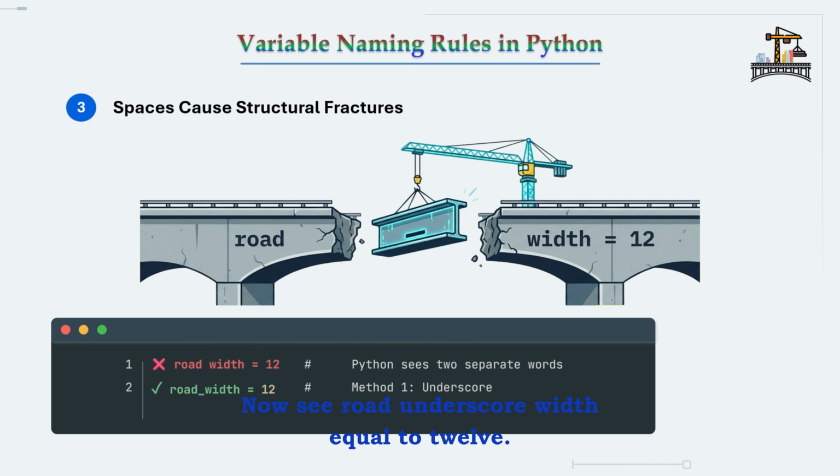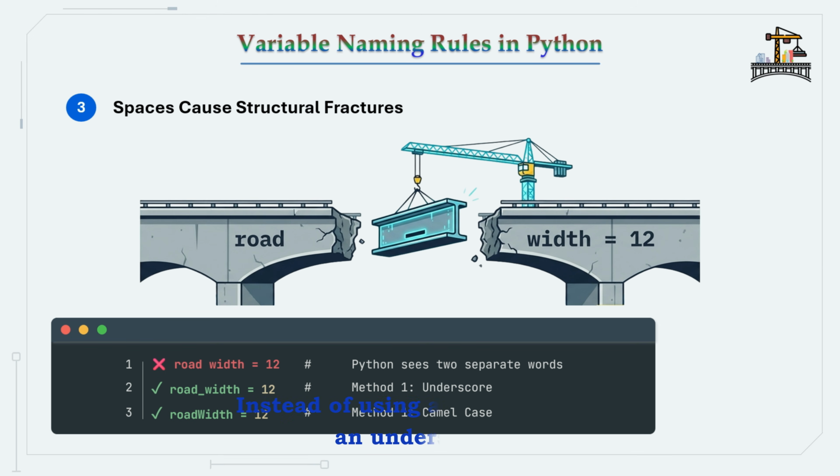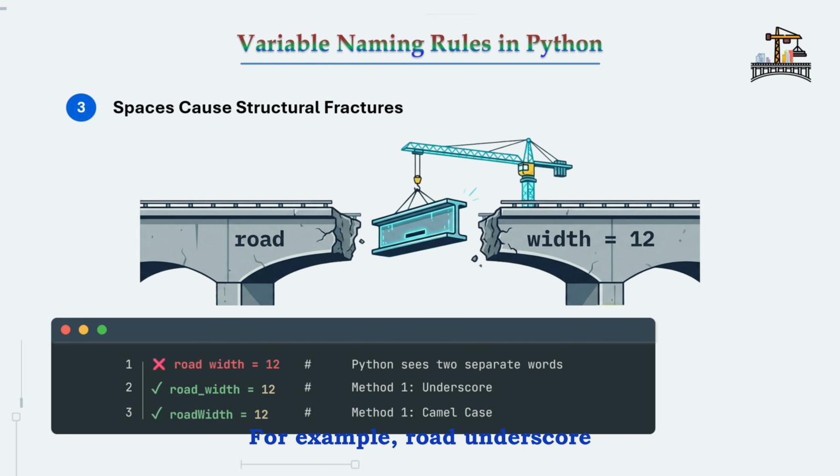Now see, road_width = 12. This is the correct version of variable name. Instead of using a space, we use an underscore. This underscore connects the two words properly. Now you may ask, why is underscore preferred? Because underscore clearly separates the words. For example, road_width is easy to read and easy to understand.